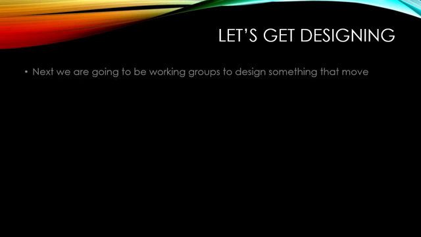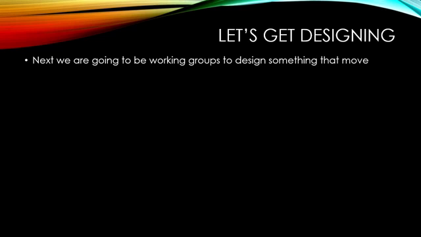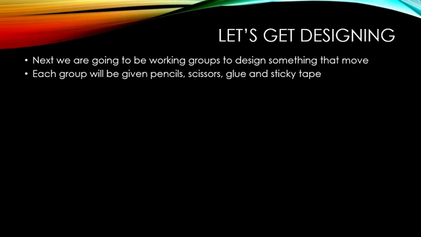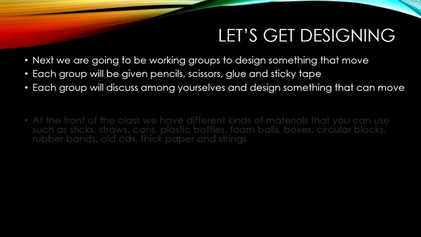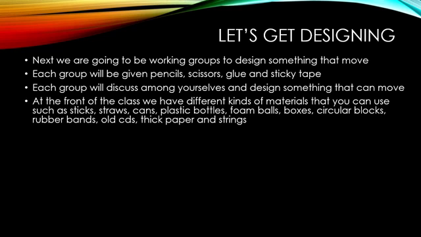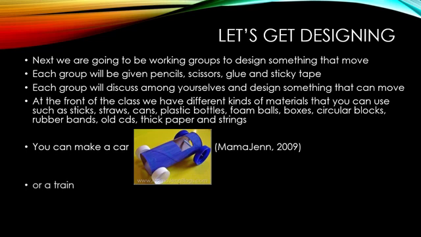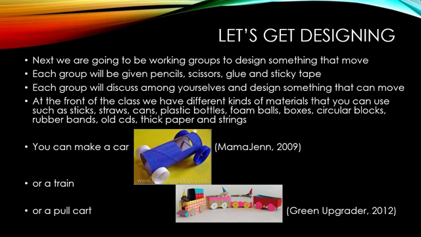So now we're at the exciting part. We're going to get designing soon. I'm going to be putting y'all in groups, and y'all are going to be discussing among yourselves in your groups what type of design you would like to make. Draw out the design, list out the things that you may need, and then you can come to the front of the class. Remember, last week we brought in all kinds of recyclable and reusable material. We'll have all that in front of the class and you can choose the things that you need and start designing. Each group will be given pencils, papers, scissors, glues, and sticky tape.